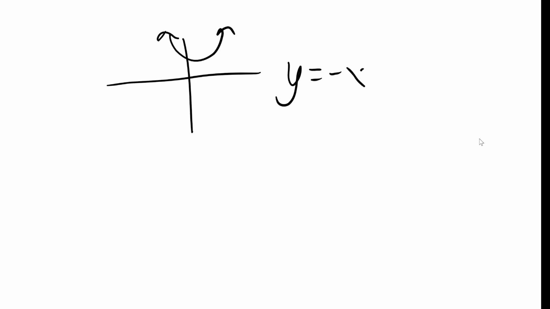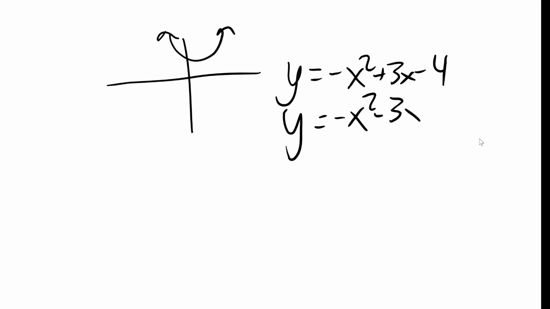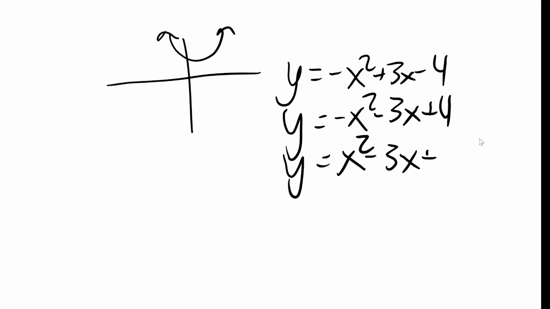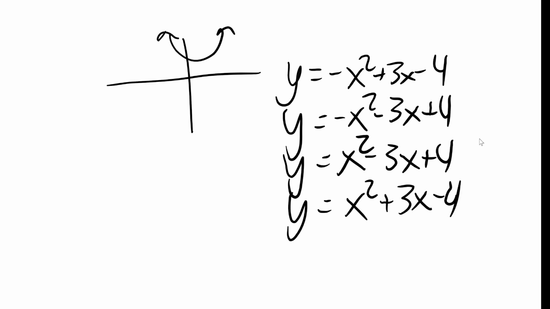Y equals -x squared plus 3x minus 4. Y equals -x squared minus 3x plus 4. Y equals x squared minus 3x plus 4. And y equals x squared plus 3x minus 4. So these are all just like a bunch of equations that are very similar but have the negatives swapped or whatever. So let's say these are your A, B, C, and D.